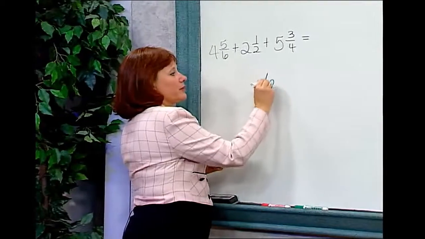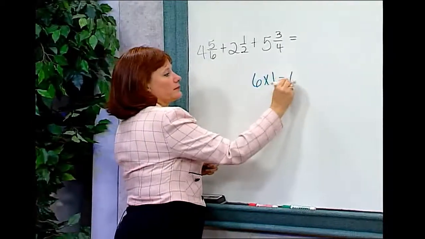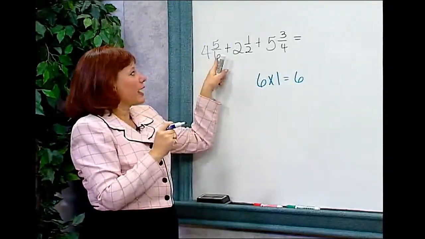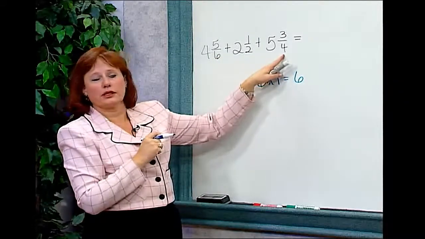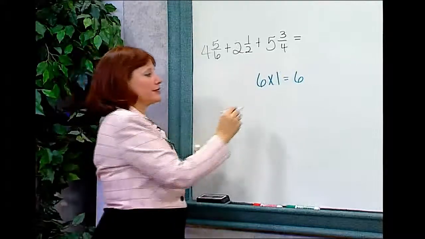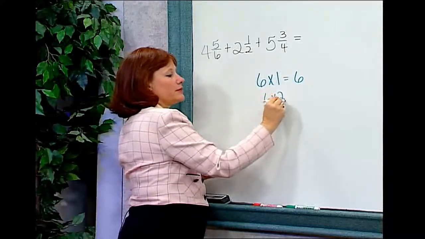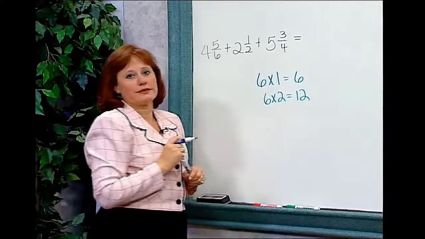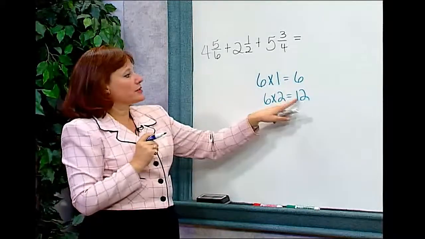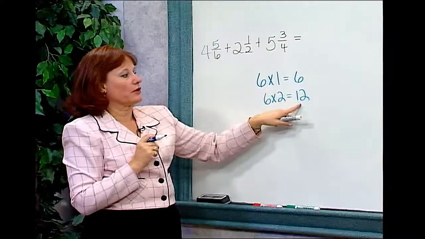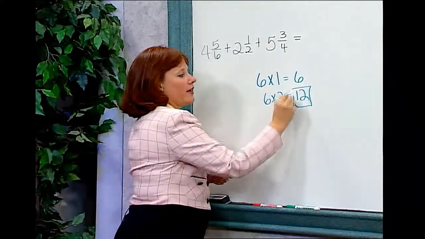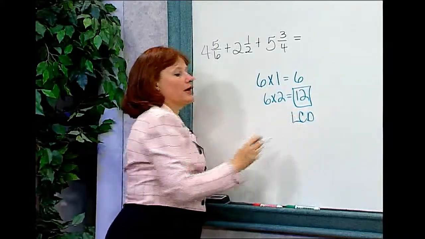My first example is 6 times 1. Well, I know that 6 will go into it. I know that 2 will go into it, but unfortunately 4 will not. The second thing I'll try is 6 times 2. My second multiple of 6 is 12. 6 goes into 12 evenly, 2 goes into 12 evenly, and 4 goes into 12 evenly. So I know I have found my lowest common denominator.